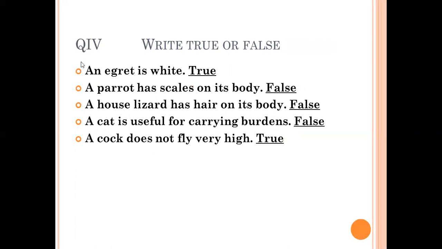Now, question 4. Write true or false. The first one, an egret is white. The answer is true. Underline the word true. A parrot has scales on its body. It is false because a parrot has got feathers on its body. A house lizard has hair on its body. So again, this answer is false. And underline the word false. A cat is useful for carrying burdens. False. A cock does not fly very high. True. Though the cock is a bird, yet it cannot fly very high. Then draw a line across the page, leaving a line. And then you will go to the next question.